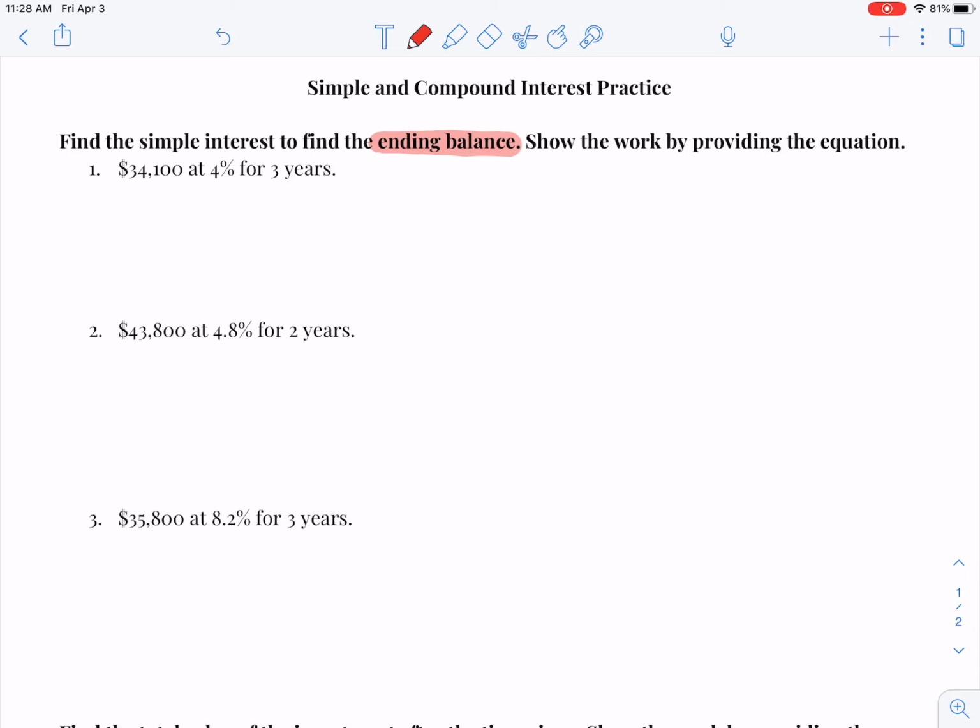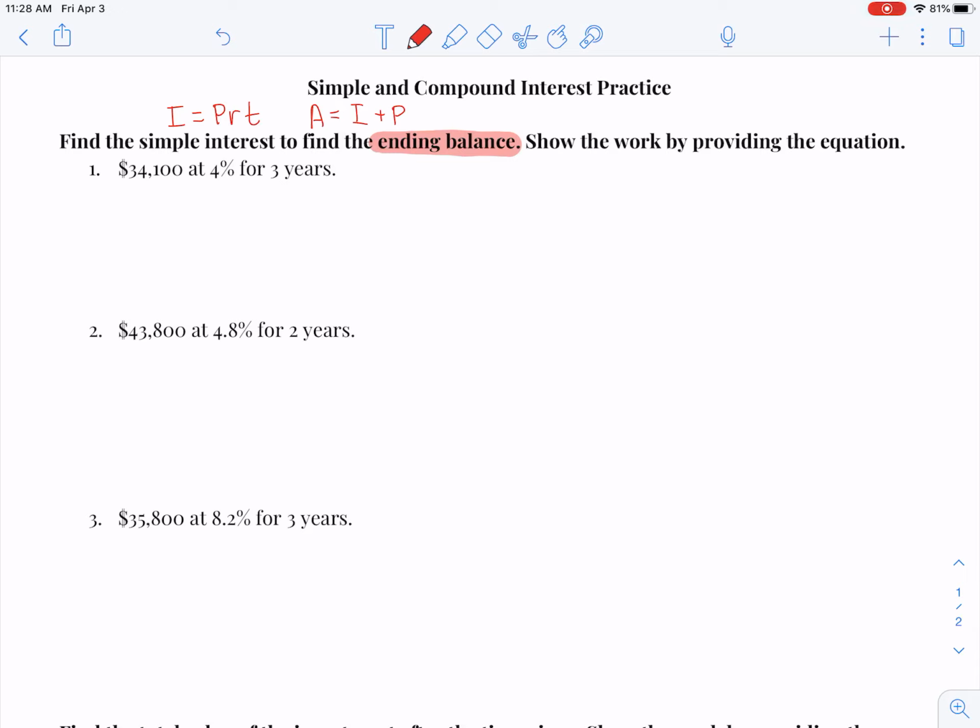So we know that the simple interest formula is going to be I equals principal times the rate times the time. But in order to find the balance, remember that the total amount would be the interest added back onto the principal. So do not forget that second step.